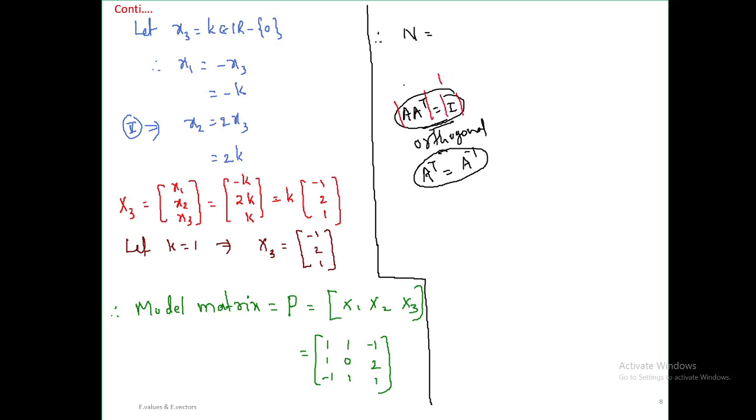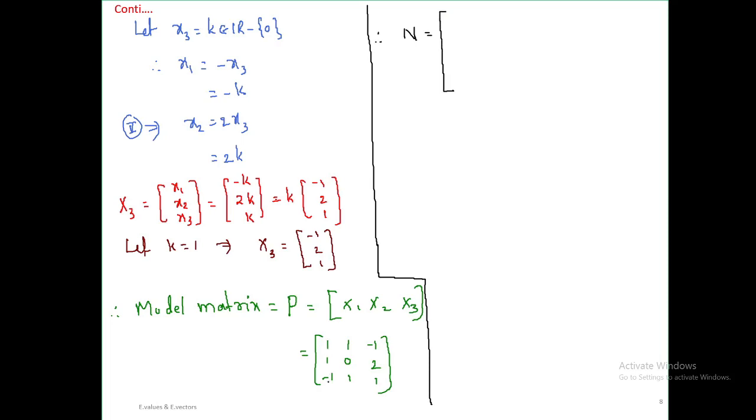Therefore this determinant must be 1. That's why the determinant of N must be 1. Okay, such kind of matrix we need to construct. So let us normalize the vector. So I am finding the normalized vector now.